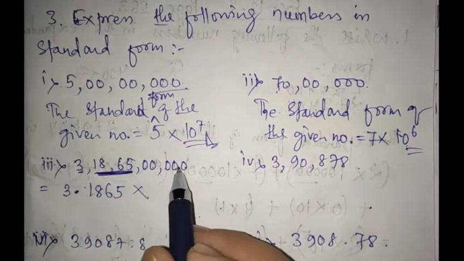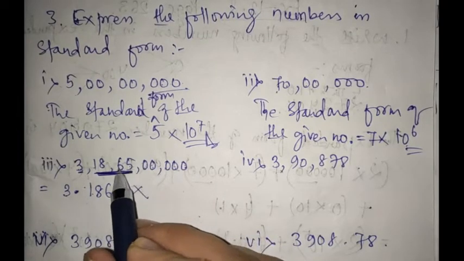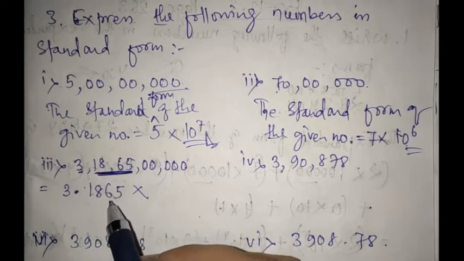Then you will count how many digits are there: 1, 2, 3, 4, 5, 6, 7, 8, 9 till here. You will not count 3. After 3, how many digits are there?